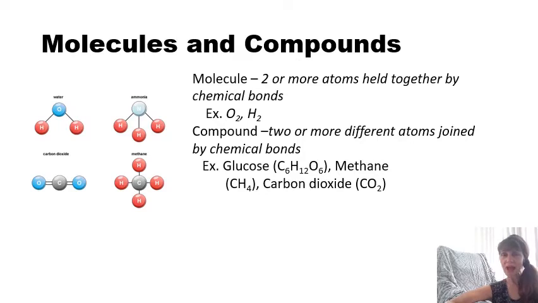When two or more atoms form a bond, a chemical bond, they make what is known as a molecule. A compound occurs when two or more different atoms are joined together by chemical bonds. If we look at the first example of molecules, you'll see two atoms of oxygen bonded together, making a molecule of oxygen. You also see two atoms of hydrogen bonded together. That makes a molecule of hydrogen.